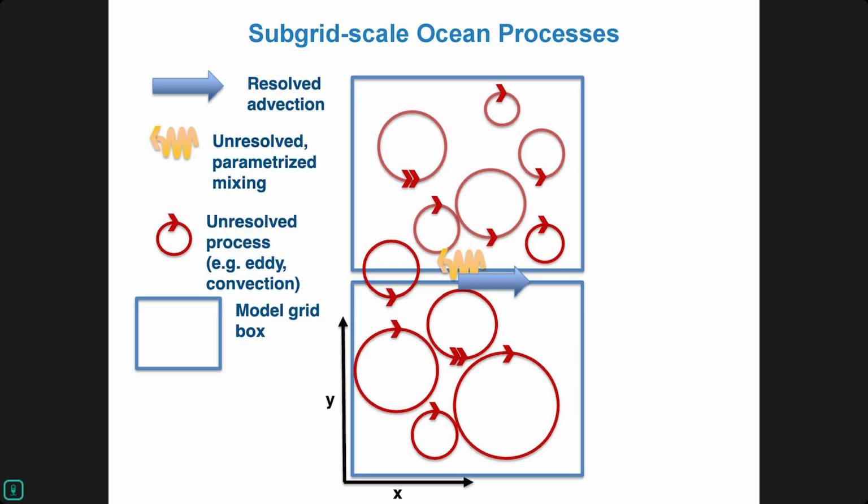So in the context of the ocean, one example that has tried this, in the ocean, one of the subgrid scale processes that is not represented both in weather or in climate models is eddies.